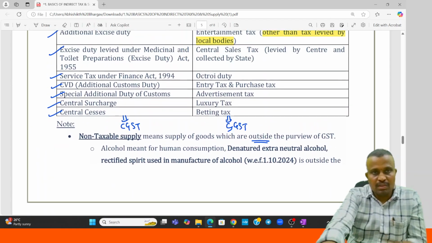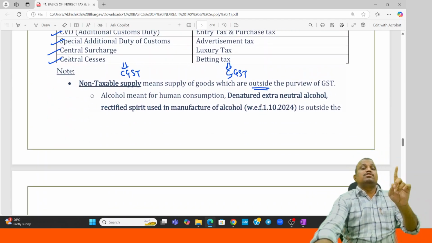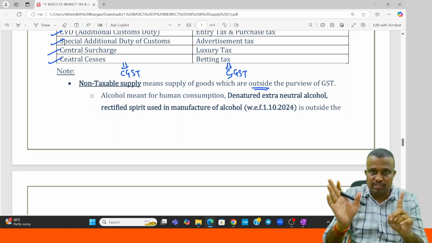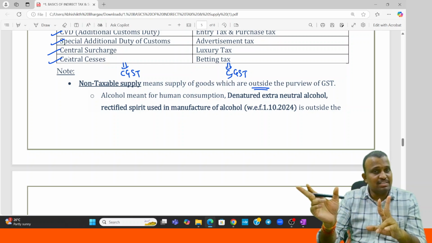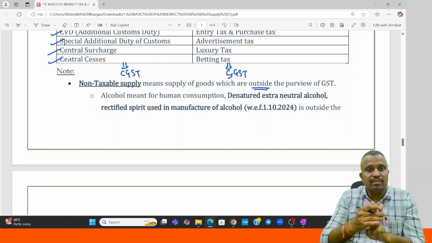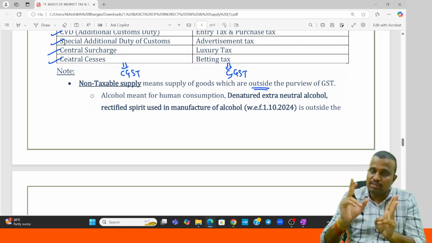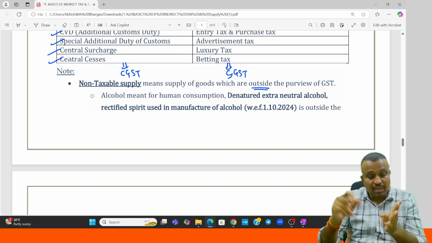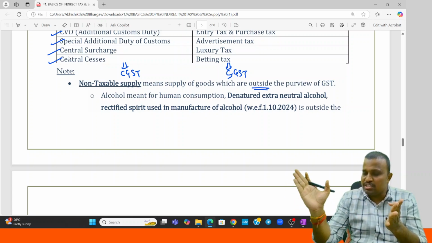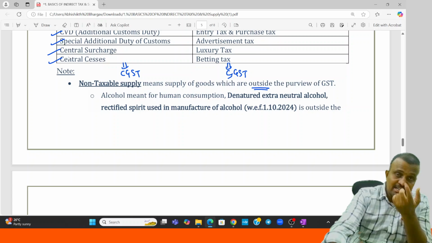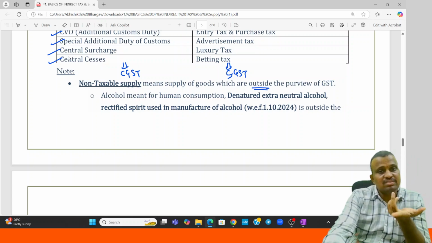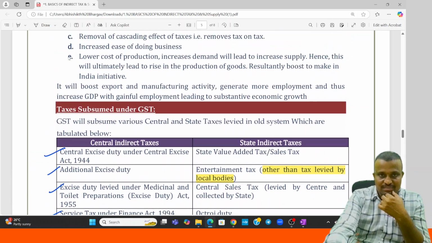Okay. So, alcohol meant for human consumption is completely outside the purview of GST. Tobacco product is liable for what? GST as well as central excise duty. Opium, Indian hemp, and other narcotic drugs are liable for what? GST as well as state excise duty. Real estate sector is completely outside the purview of GST, right? Okay. And entertainment tax levied by local authority is not subsumed under the purview of GST.